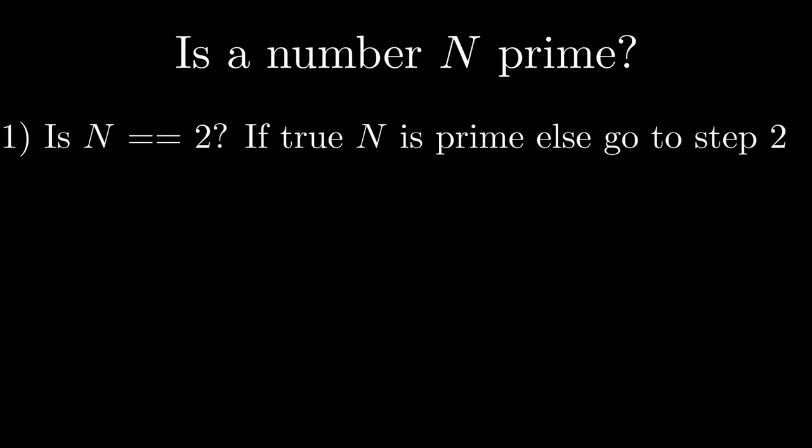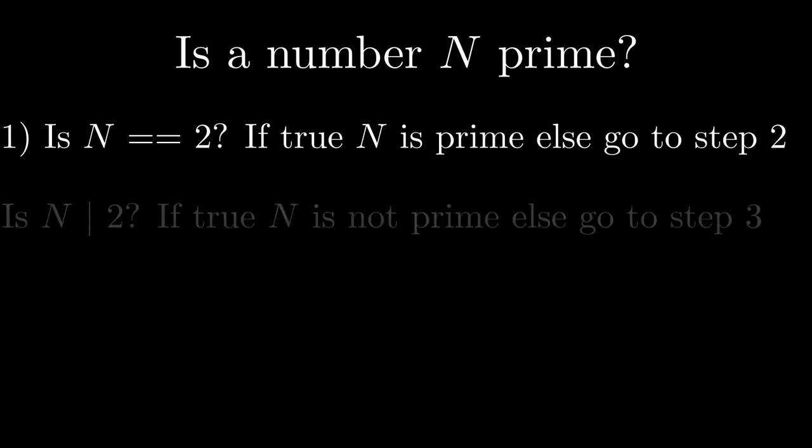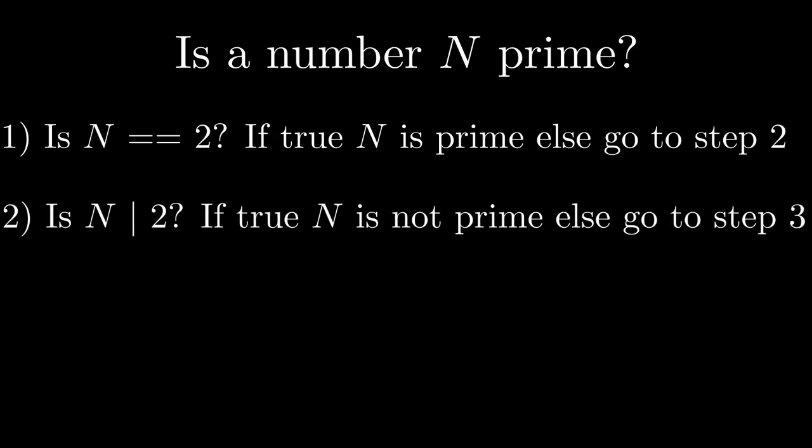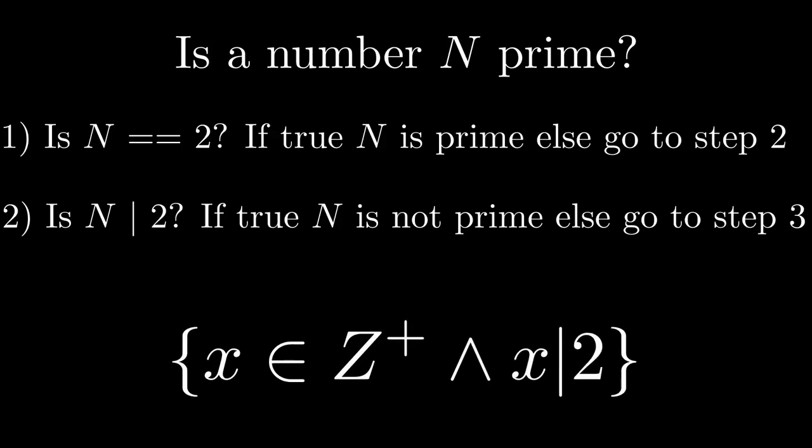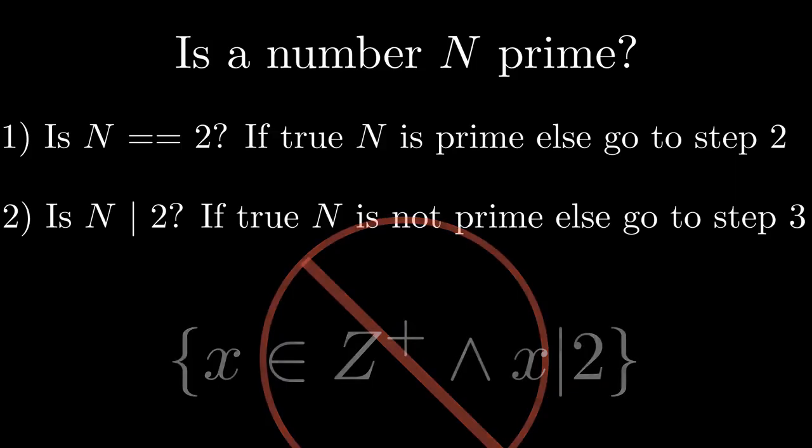First, we check if n is 2. If it is, we know that 2 is a prime number. If n is not 2, then we check if 2 divides n. If it does, then we know n is not prime because a number other than n and 1 divides it evenly. This removes all other positive even integers from consideration.